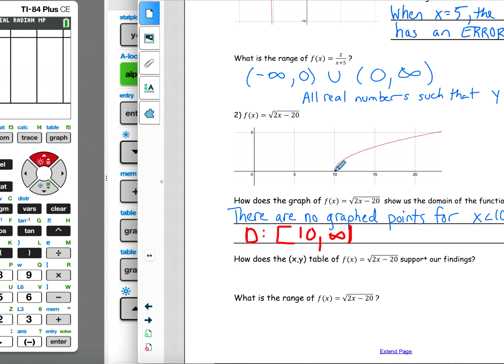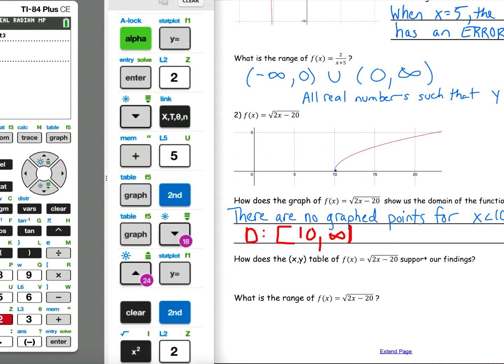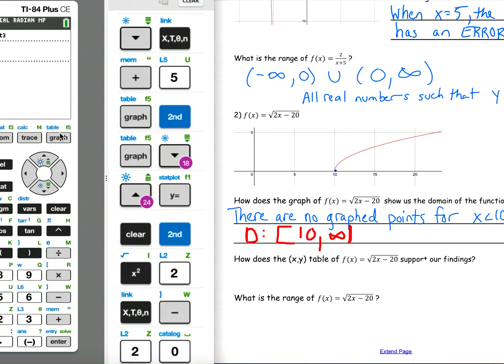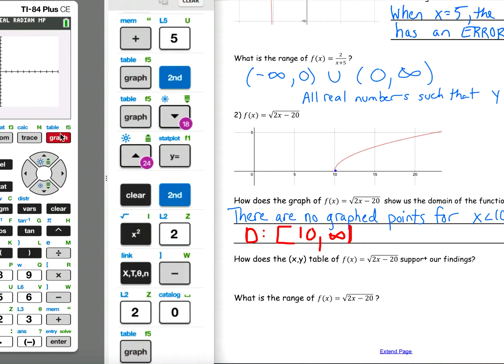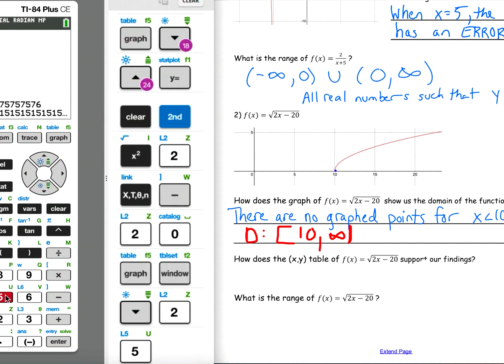And how does the table of this graph support this? So let's go over to our calculator again and check out our table. So I'm going to graph square root of 2x minus 20. Check the graph out. It should look like the graph above. Oh wait, our window's different. Our x maximum is going to about 25 here, so that's what I'm going to change my x maximum to, to make it look like the graph in the notes, and it looks just like the graph in the notes.